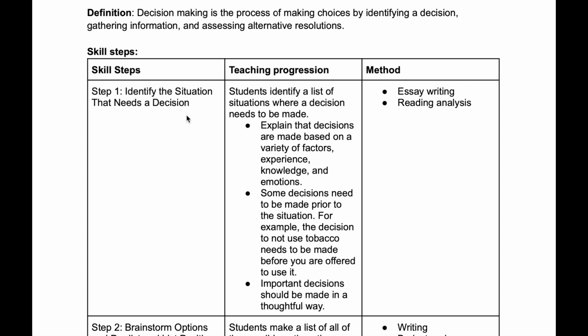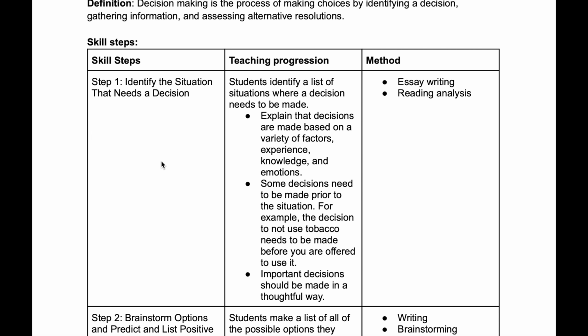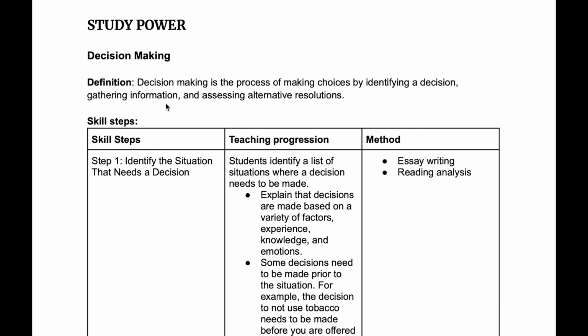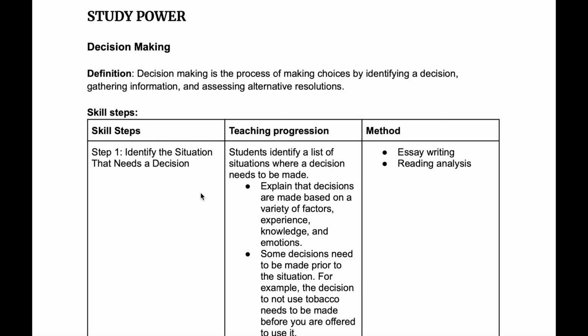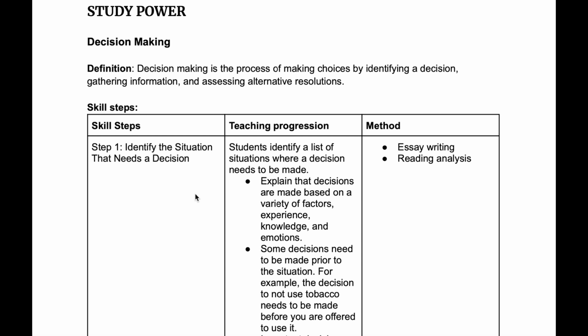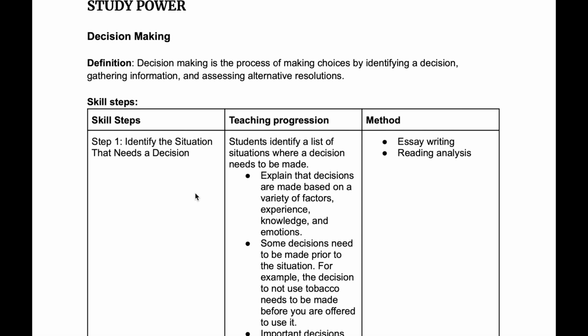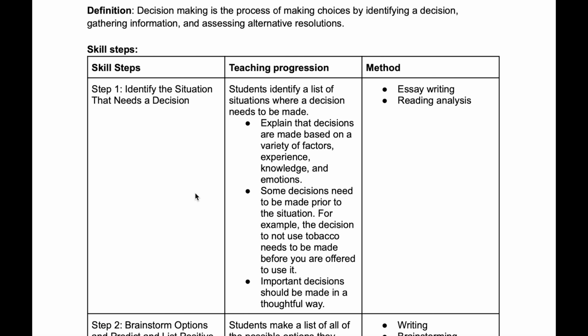We developed the skill steps, teaching progression, and method that the teachers can use in order to help develop their students. So the skill steps are basically just steps that the student will do in order for them to achieve very good decision making. So for example, step 1 is for them to identify the situation that needs a decision. So this is basically the description.